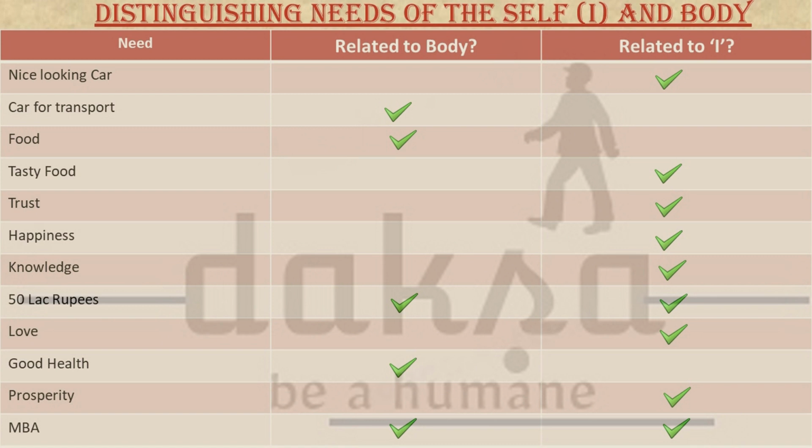And now this is the table which is going to help us distinguish the body and I on the basis of needs. Activities we have already discussed in the previous slide, right? I think with this exercise most things are clear.